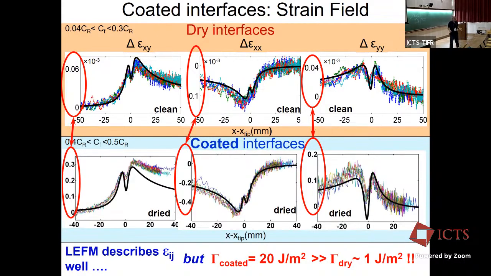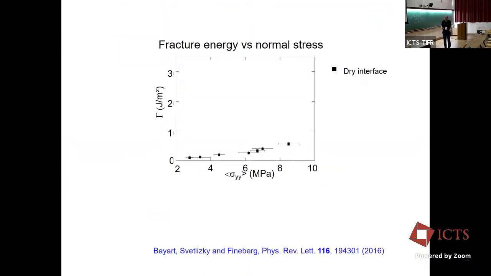We had a dry interface, and everybody knows if your interface is dry, it increases friction. And we put the lubricant on it, and we did make it slimier, slipperier. But on the other hand, the fracture energy increased. What's going on here? These are data from the dry interface as a function of the normal force that we're applying. And this is the linear behavior that I showed you earlier.